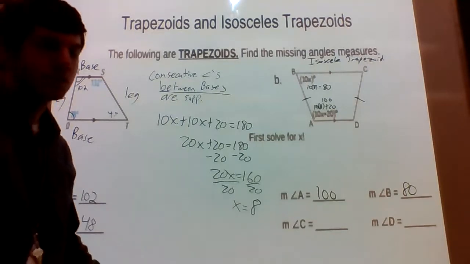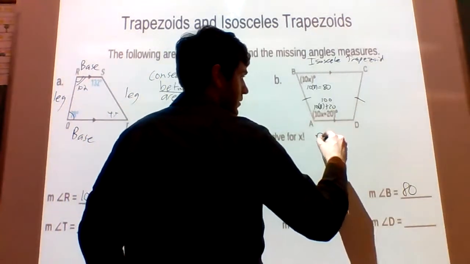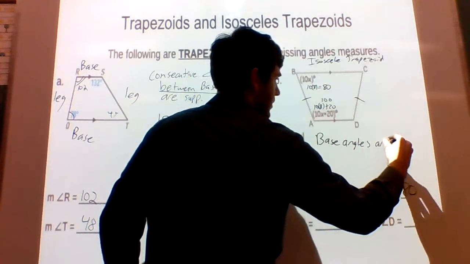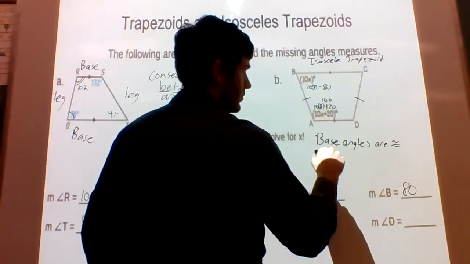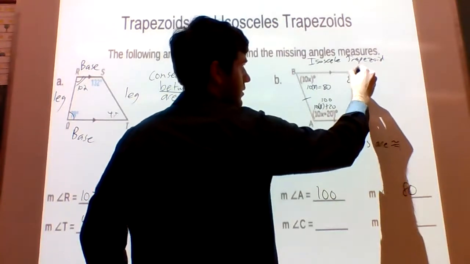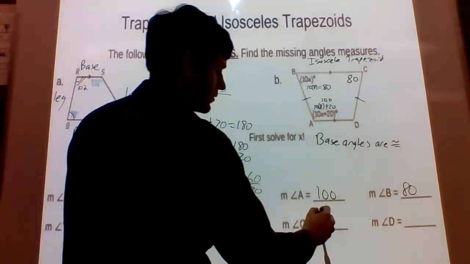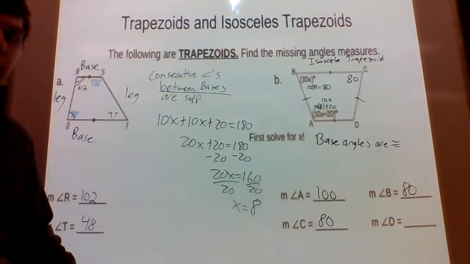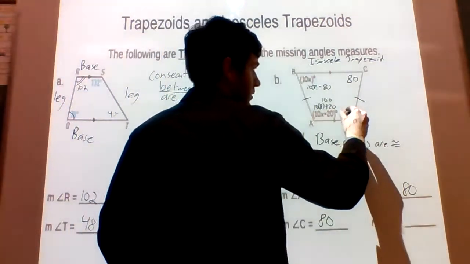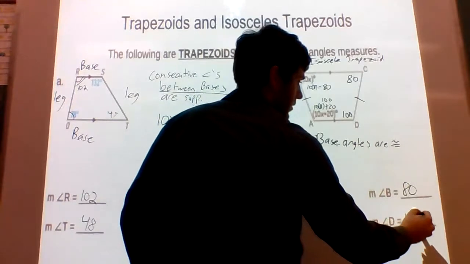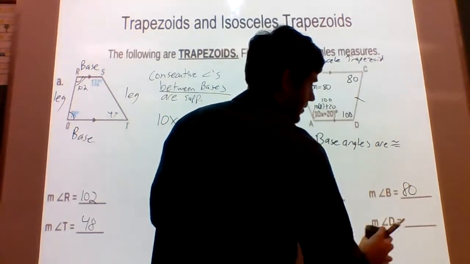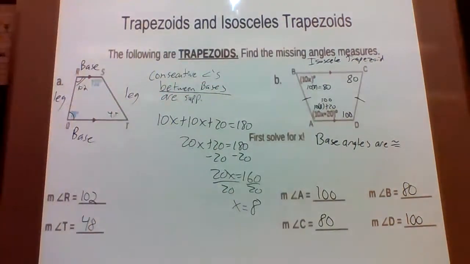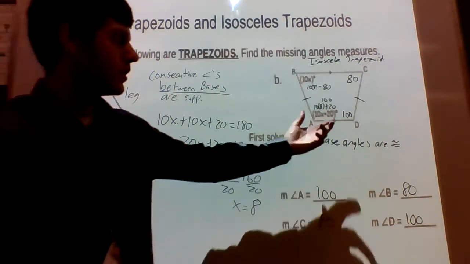We know in an isosceles trapezoid, the base angles are congruent. So if this is 80, this one is also 80. So angle C is going to be 80 because those are the base angles. Then angle D is going to be 100, because again, the base angles are 100.